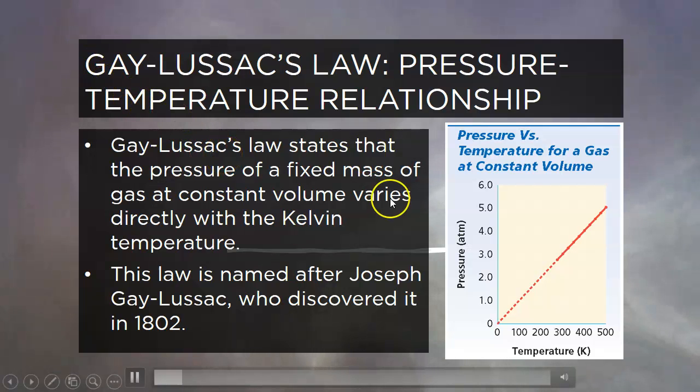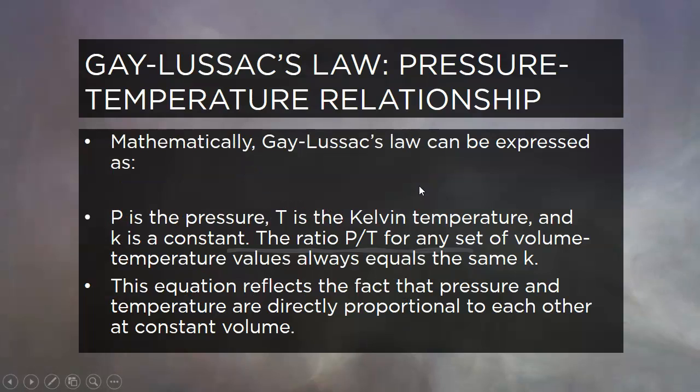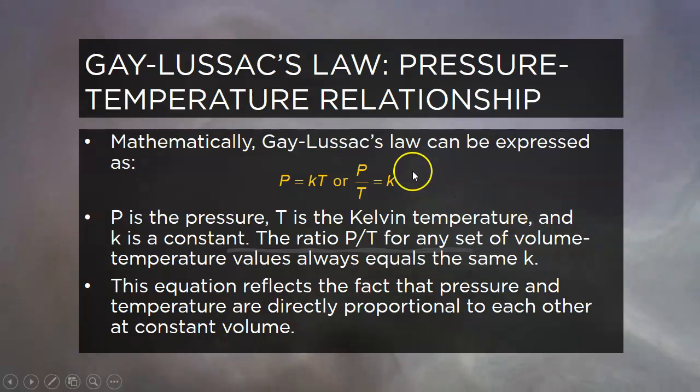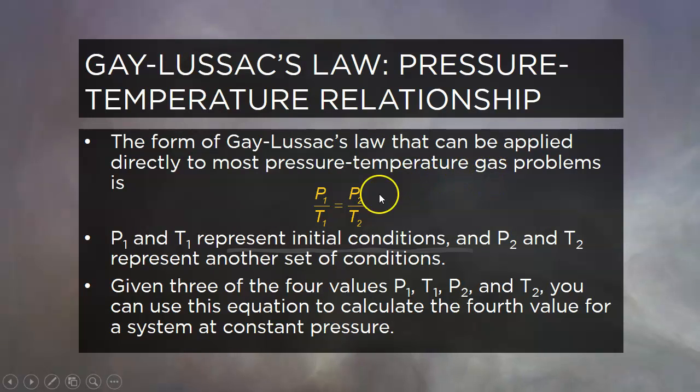So as you see on the graph, as I increase the temperature, pressure goes up as well. This was named after Joseph Gay-Lussac, who discovered it in 1802. So mathematically, similar to the last one, instead of V over T, we've got P over T. So P over T equals that constant. And as we did before, P1 over T1 equals P2 over T2.